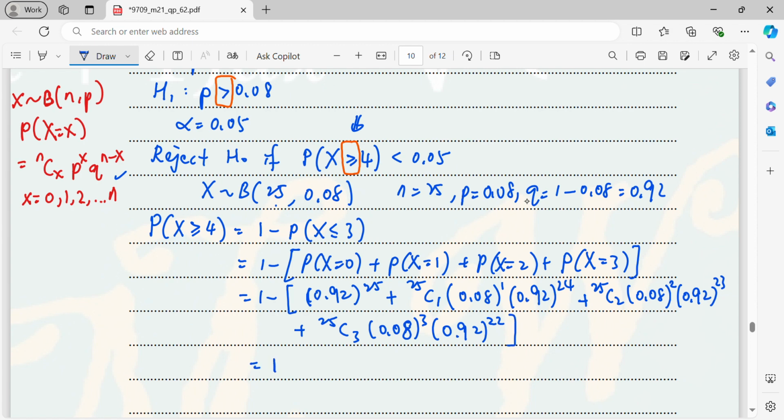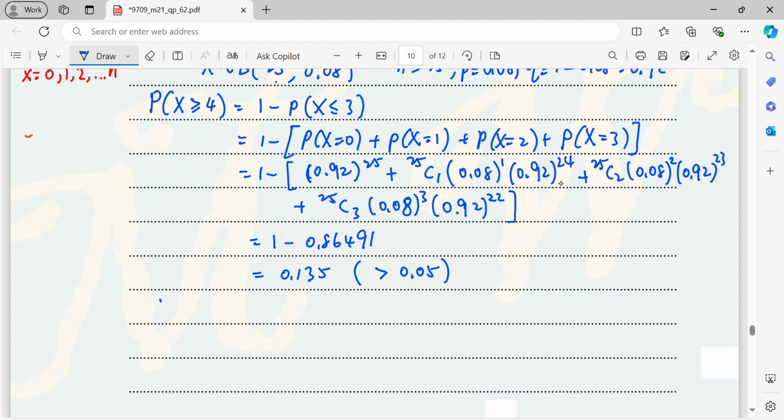So now when you calculate the total of the values inside the bracket, that will be 0.86491. So when you subtract, that is going to be 0.135. Okay, so now refer to this statement. Compare with 0.05. That means this is greater than 0.05, right? So based on this statement, we fail to reject H naught. So for the conclusion, or for the decision, I would say: since P(X greater than or equal to 4) is greater than 0.05, we do not reject H naught.